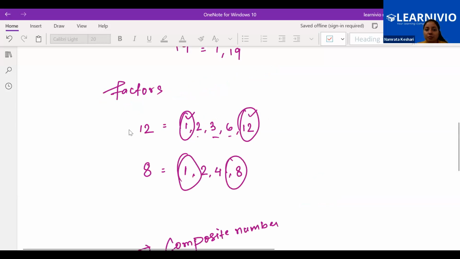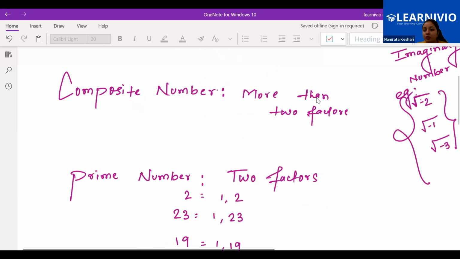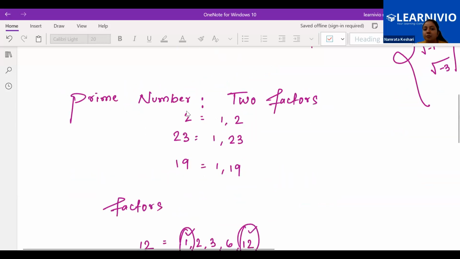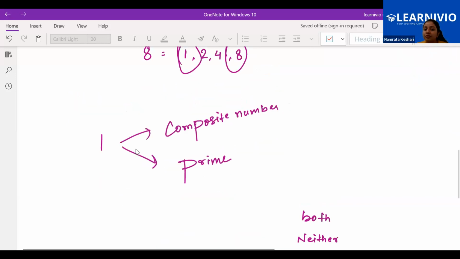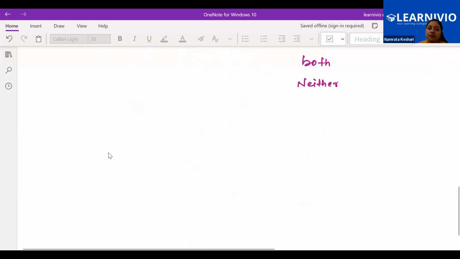What is the definition of composite number? We have just discussed: more than two factors. And the definition of prime numbers is just two factors. If we try writing the factors of one, can you tell me what the factors of one will be? One only. Yes. Factors of one will be just one.